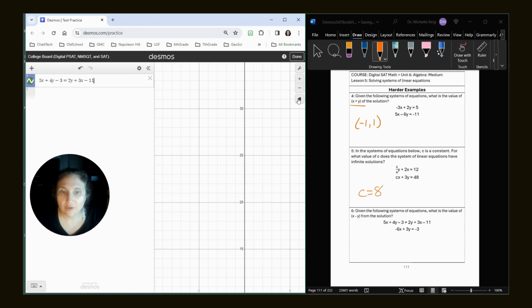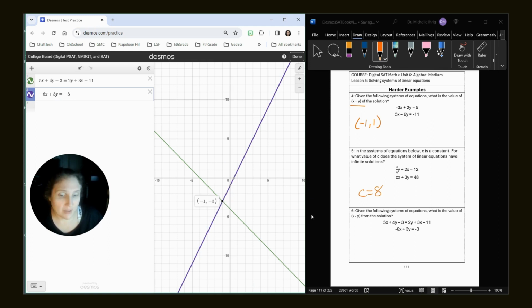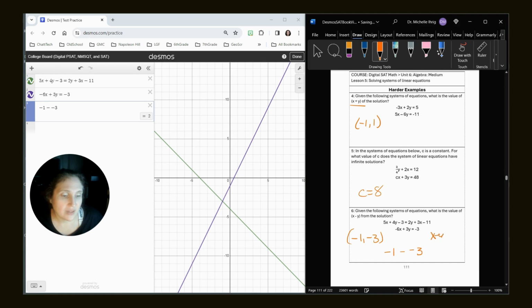And I'm going to hit the home button first. Now we can see the graph. Let's type in the next one. Negative 6x plus 3y equals negative 3. And so the solution is negative 1, negative 3. And they want us to subtract it. So we've got negative 1 minus negative 3. You probably know it means add, but let's just type it in and you get the answer: x minus y will equal 2.